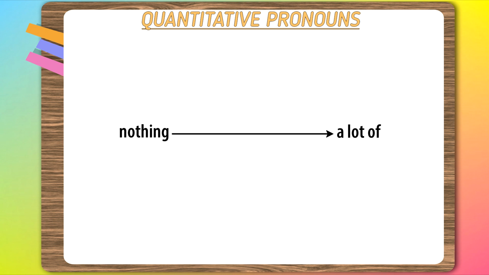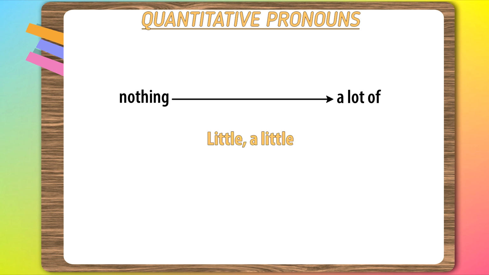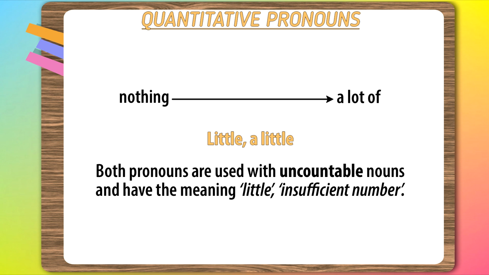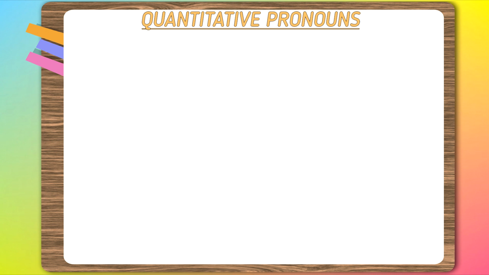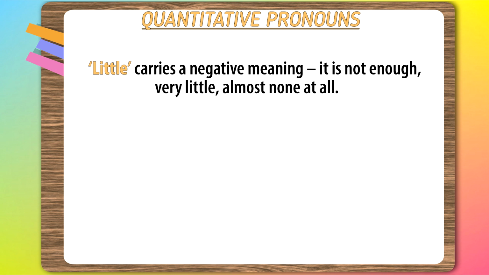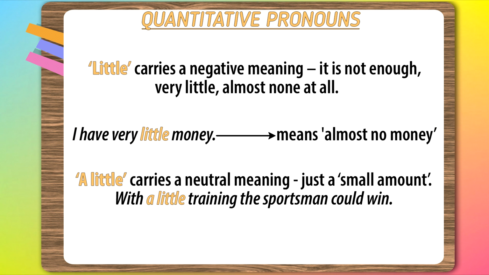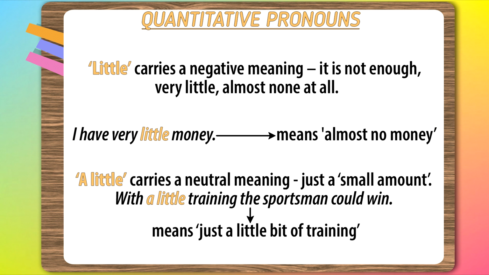Now let's take a look at each of the pronouns. Little and a little. Both pronouns are used with uncountable nouns and have the meaning little or insufficient number. What is the difference? The difference is the shade of meaning, which is easy to remember. Little carries a negative meaning. It is not enough. Very little, almost none at all. I have very little money means almost no money. A little carries a neutral meaning, just a small amount. With a little training, the sportsman could win, means just a little bit of training.